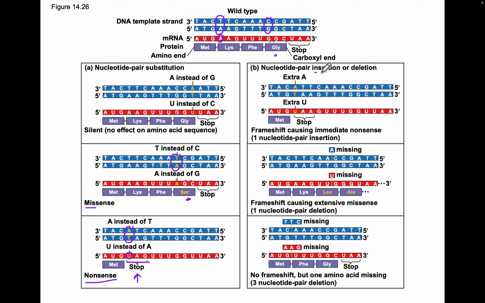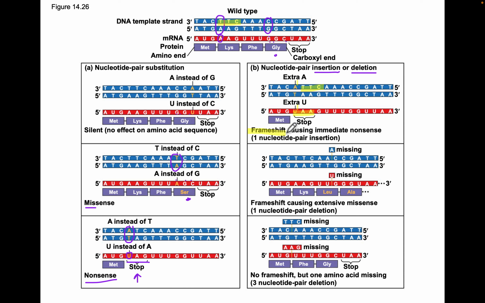Then there are also indels, insertions and deletions. So here's an extra A. Let me just highlight it. You can see before, here's the TTC, but now there's an extra A that was put in during DNA replication by accident. And that means that there's now a U in there, and now we have a UAA, which is a stop codon. So insertions and deletions always cause frame shifts.